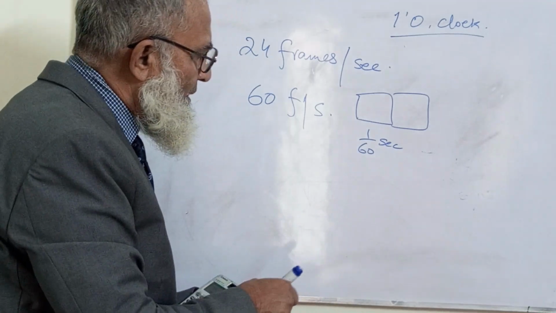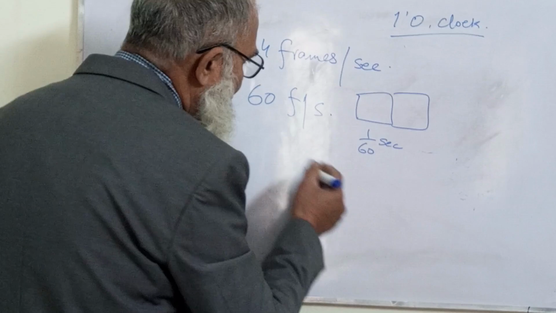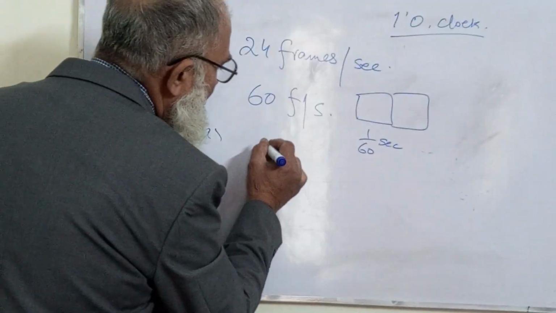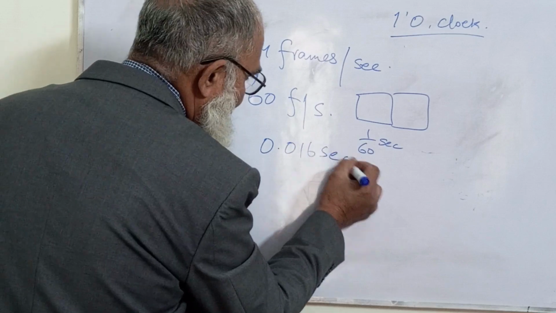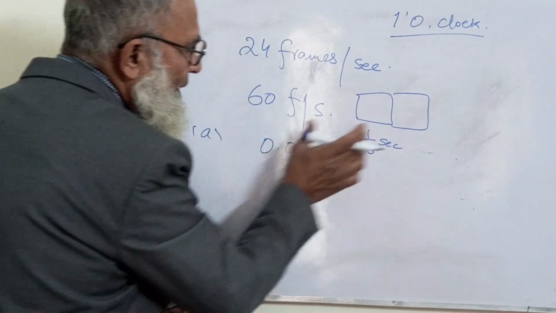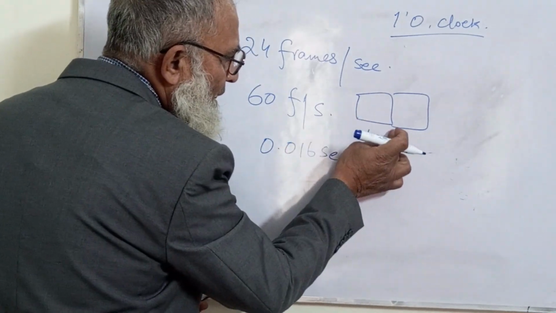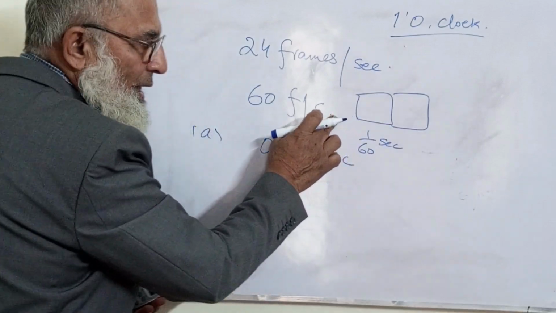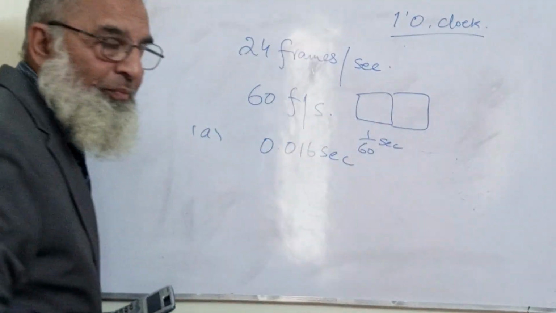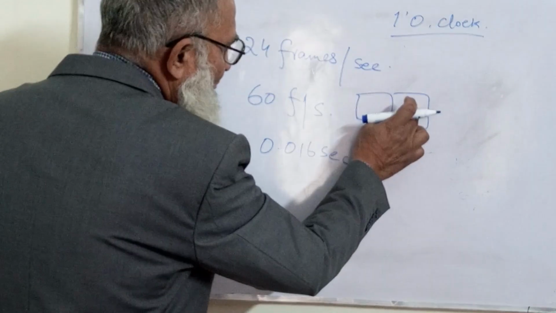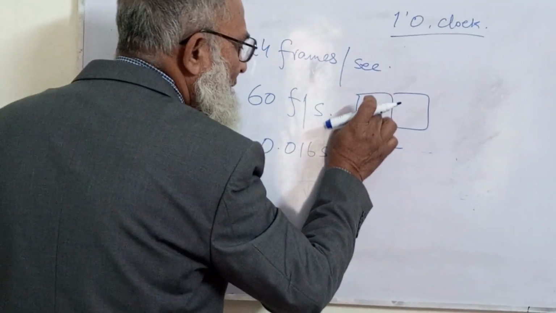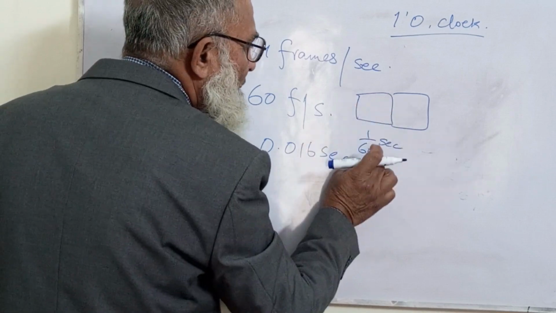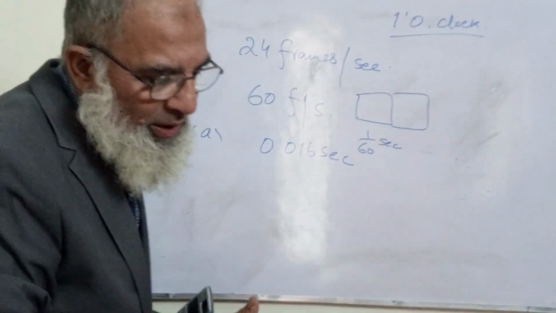The answer for A is 0.016 seconds. It is the time when this frame has gone and the next frame has come. Or you can say the time taken by one frame is 1 by 60 second. Okay, what is the next?